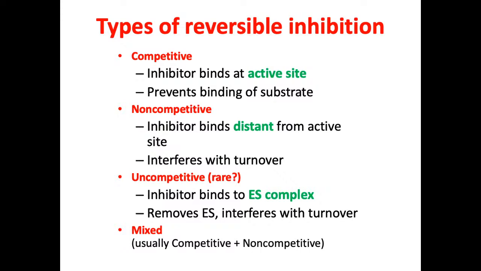Then there are types of reversible inhibition: competitive, non-competitive, uncompetitive, and mixed. The first, competitive, is an inhibitor that binds at the active site, which prevents binding of substrate. Then there is the non-competitive inhibitor that binds at a distance from the active site and interferes with the turnover number. And there is uncompetitive, which is rare: the inhibitor binds to the ES complex, removes ES, and interferes with the turnover number. Then there is mixed, usually competitive plus non-competitive.